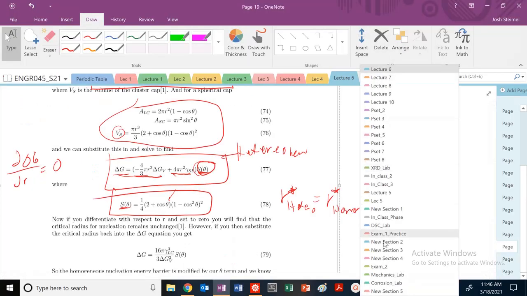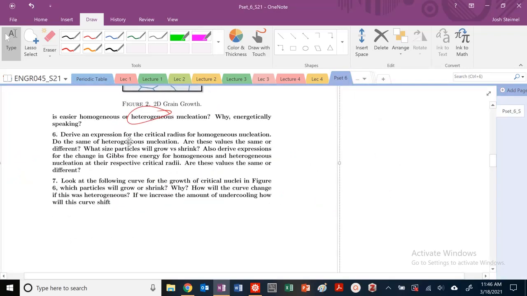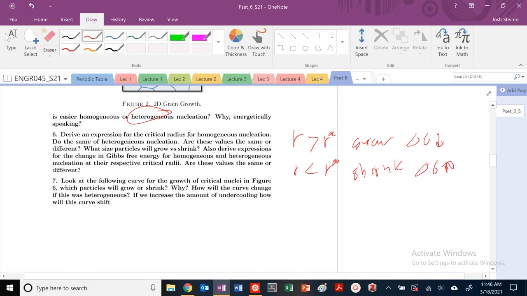Excellent. So let's go ahead and see what's next on our problem set, what's left over. All right, so which particles will grow or shrink? We know that if R is greater than R star, we're going to grow. If R is less than R star, we are going to shrink because our Gibbs free energy increases here. So delta G will increase here, delta G decreases here. Let's see. The critical radius values were the same. The Gibbs free energy was lower for our heterogeneous nucleation.